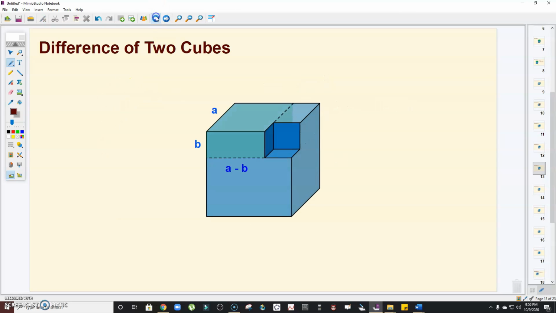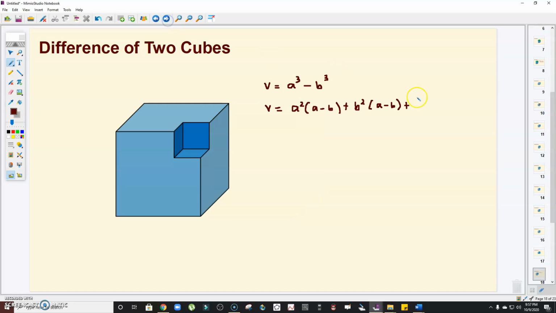Let's go back. So A by A minus B. So that is AB times A minus B. There you go. Notice I can factor out A minus B. What will be left here is A squared, plus AB plus B squared. There you go. Therefore, that's the relation of the difference of two cubes.